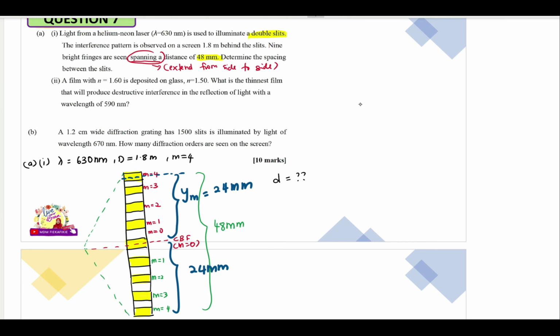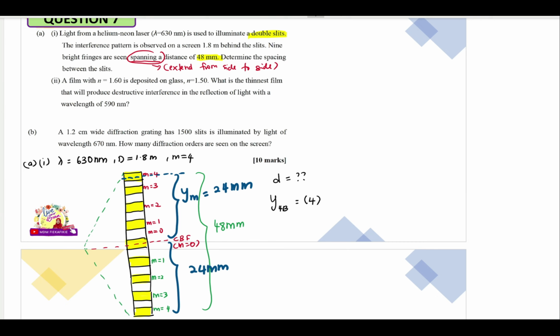Saya akan guna equation YM. YM kali ni M saya adalah order untuk bright kan, fourth order bright. So saya akan guna formula M lambda D over D. So M the number of order 4 bukan 9. Kita boleh nampak on the screen up to fourth order bright fringe.